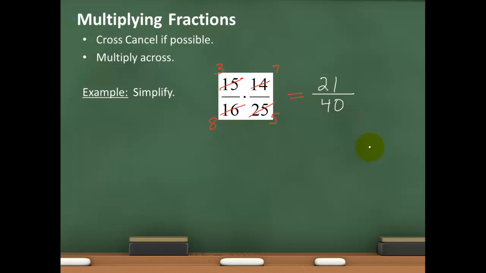And what I always want to do is to make sure at the end that my fraction is in simplest form. And since 21 and 40 don't have any common factors, that will be in simplest form. All right. And so this is how we will multiply fractions.